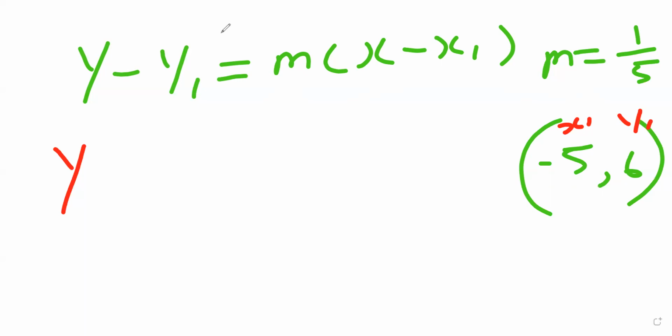If you look at this carefully, for y we have a 6. The gradient was 1/5. Look, there's a difference between x1 and x. It's like if I have 5 x's and I'm naming them with subscripts: my first x is x1, my second x is x2, my third x is x3. So x1 and x2 are not the same, and x and x1 are not the same. Y and y1 are not the same, so don't get confused.